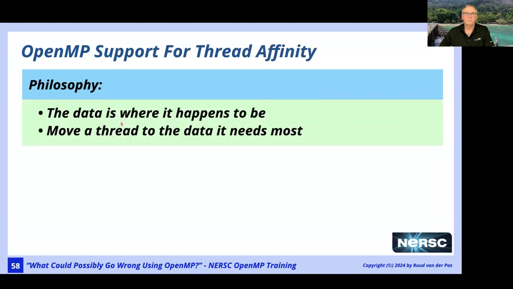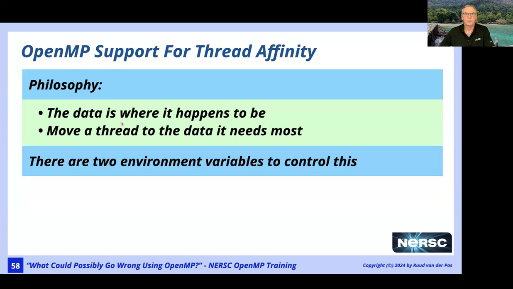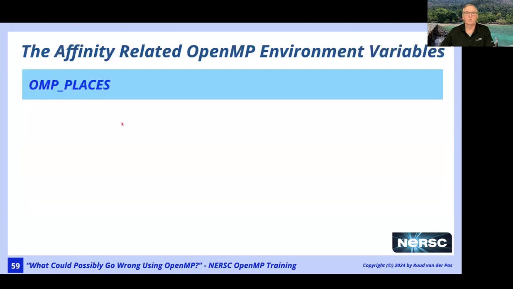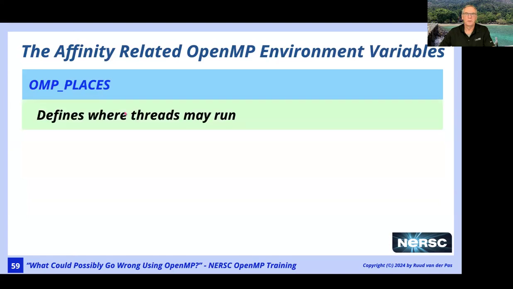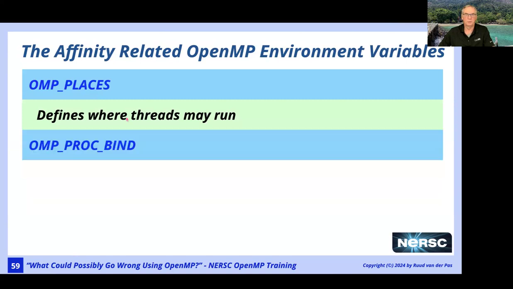So this is the philosophy that I just mentioned already. The data is where it happens to be, and you're going to move a thread to the data where it's needed most. And you have two environment variables to control that. The first one is OMP_PLACES. OMP_PLACES defines those sets. And again, they allow the runtime system to schedule threads in places. So you can make it as wide or as small as possible. It's totally under your control.